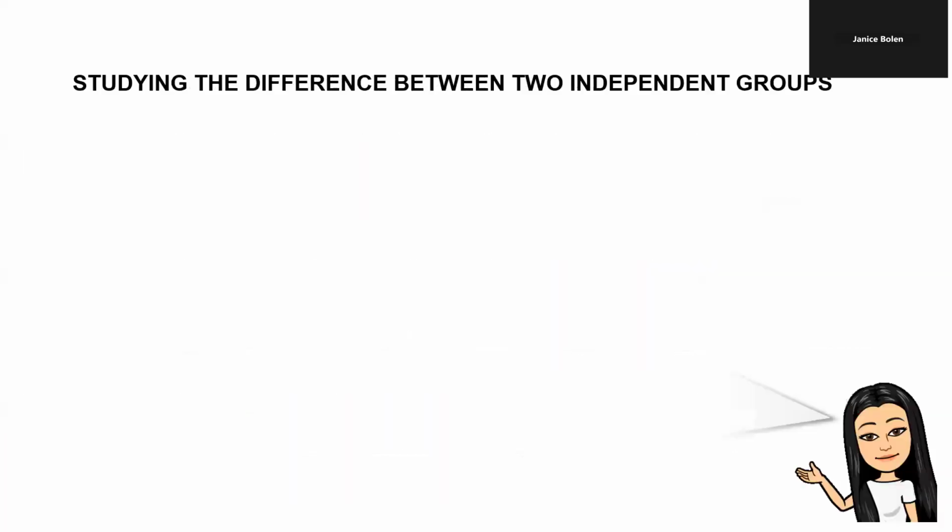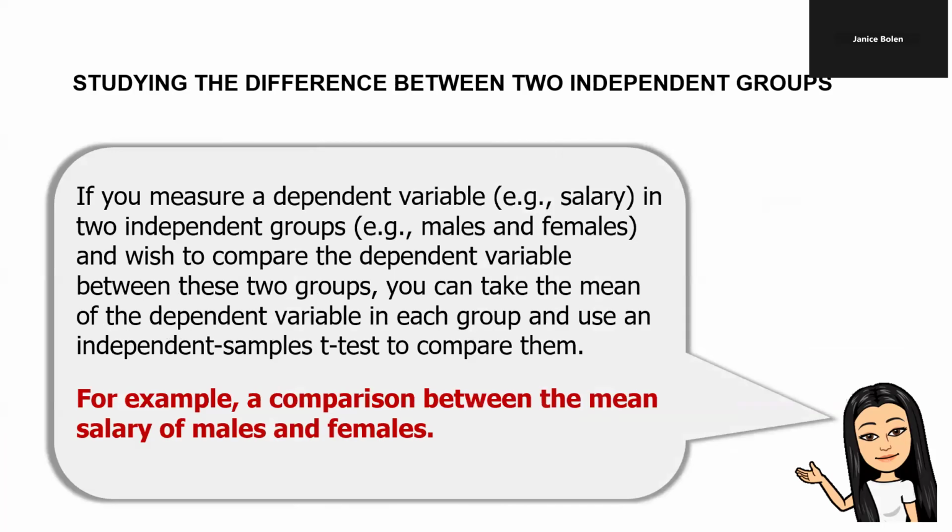Now let's take this for example. Say you would want to compare the mean salary of males and females. Your dependent variable would be salary, which is what you measured in the two groups. So you wish to compare that between the male and the female categories. Meaning you can take the mean of the dependent variable, salary, in the male group and in the female group and use an independent samples t-test to compare them.